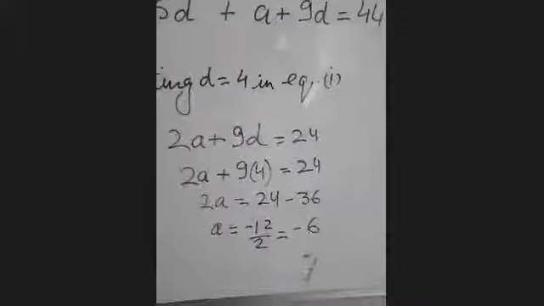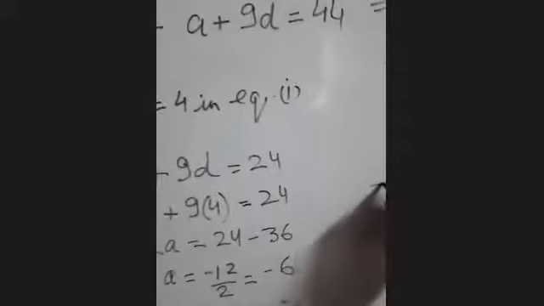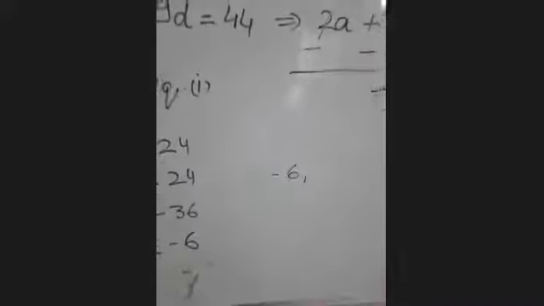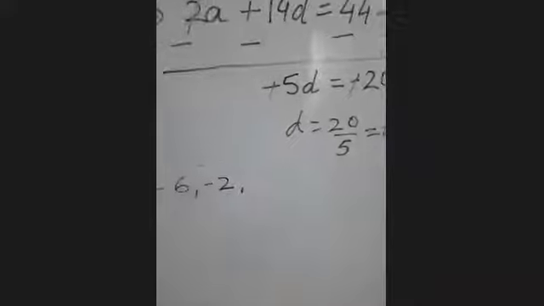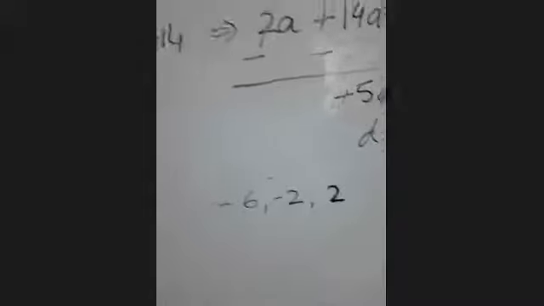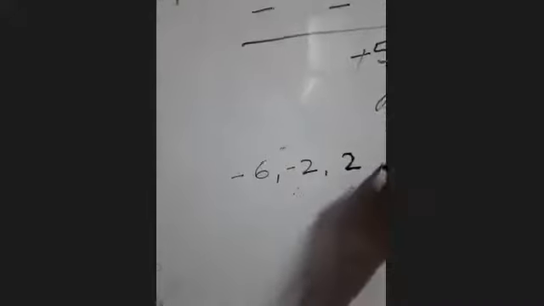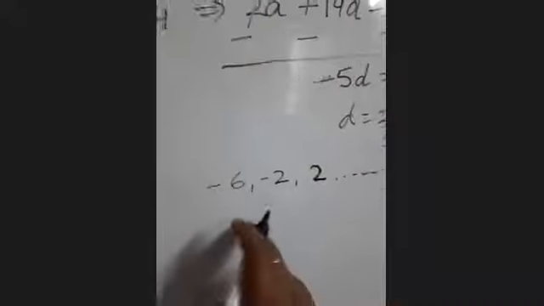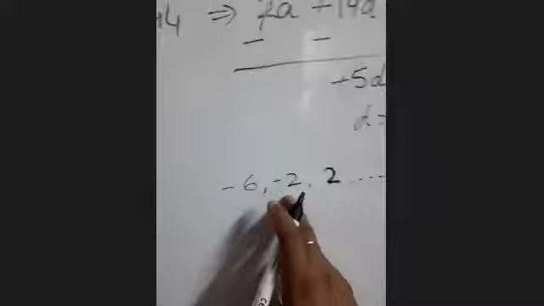Now we have A as minus 6, and we need to find three terms. So the first term is minus 6, and we have D. D is plus 4, so the next term will be minus 2, and the third term will be 2. Do you know how we have done that? Yes, sir. So this is our AP. We can find other values as well, but the question is asking for three values, so we have found the first value, the second term, and the third term.